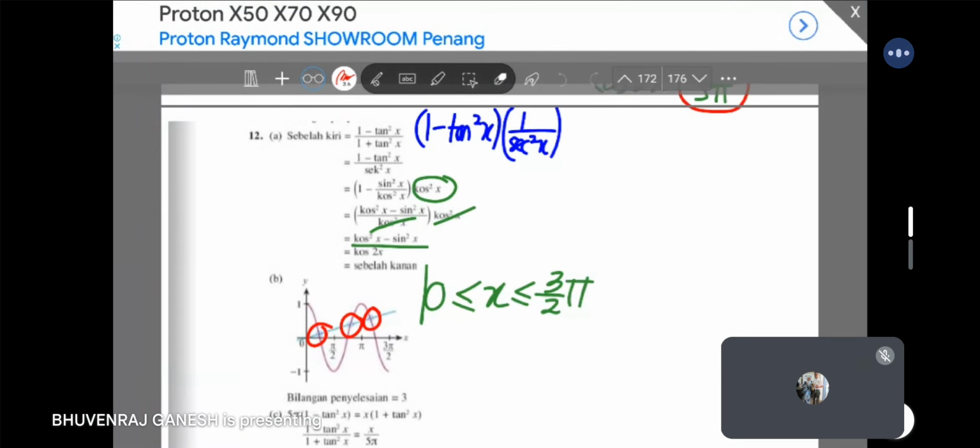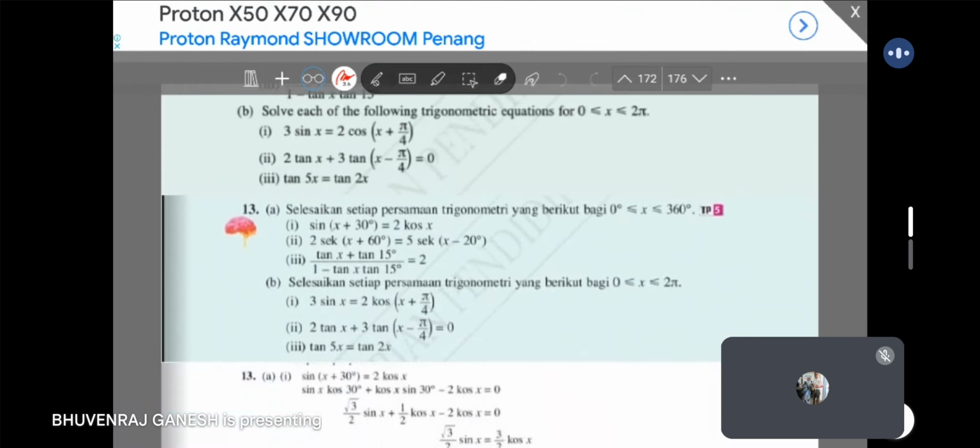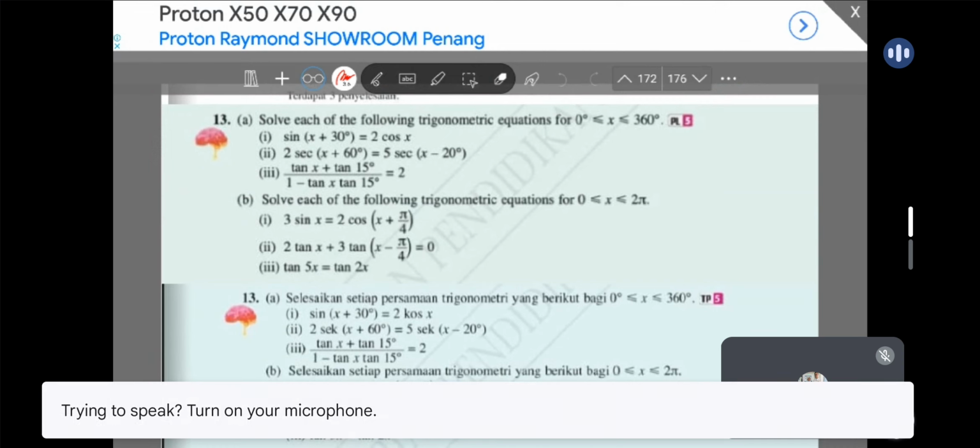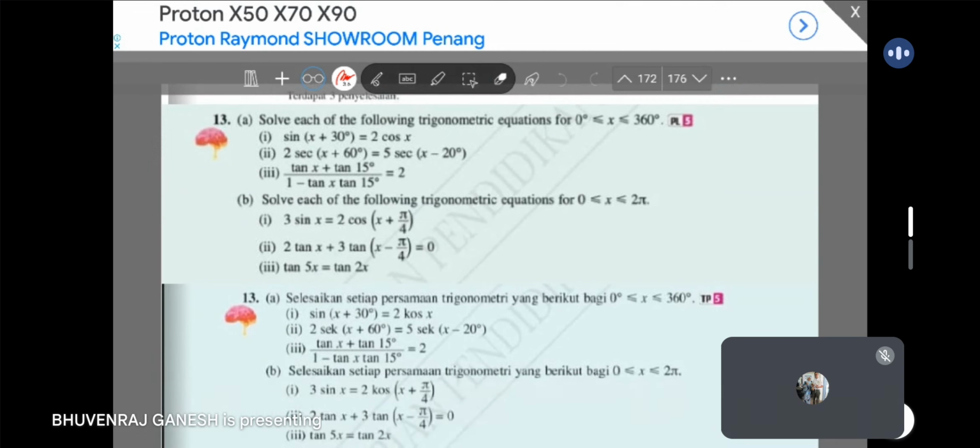Okay, guys. So we will continue back the part two of our trigonometry revision class. For now, we are going to look at question 13. For question 13, we are actually solving trigo equations, persamaan trigo.